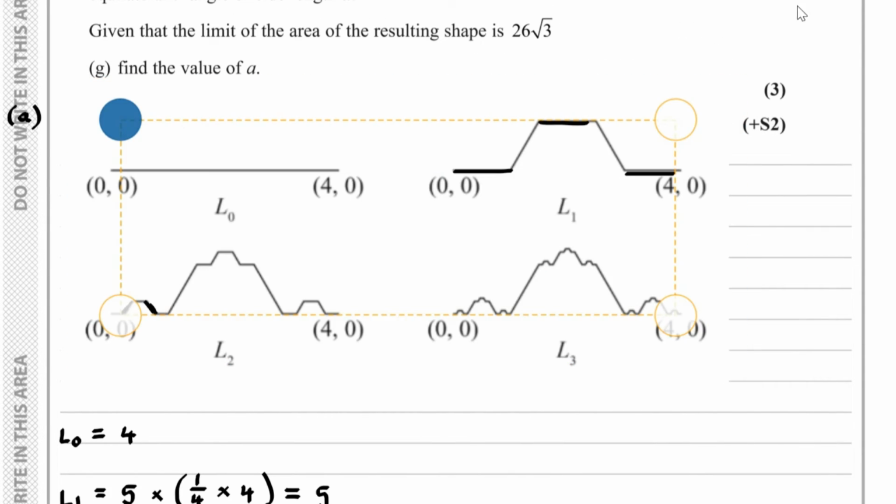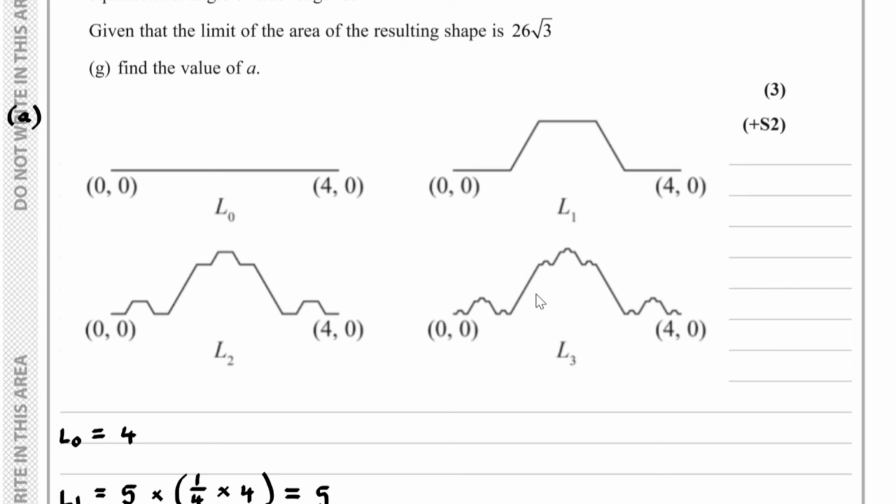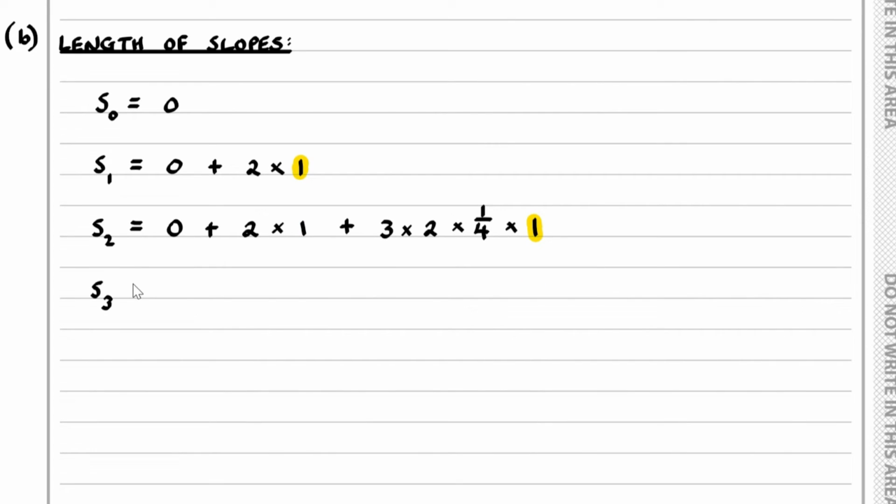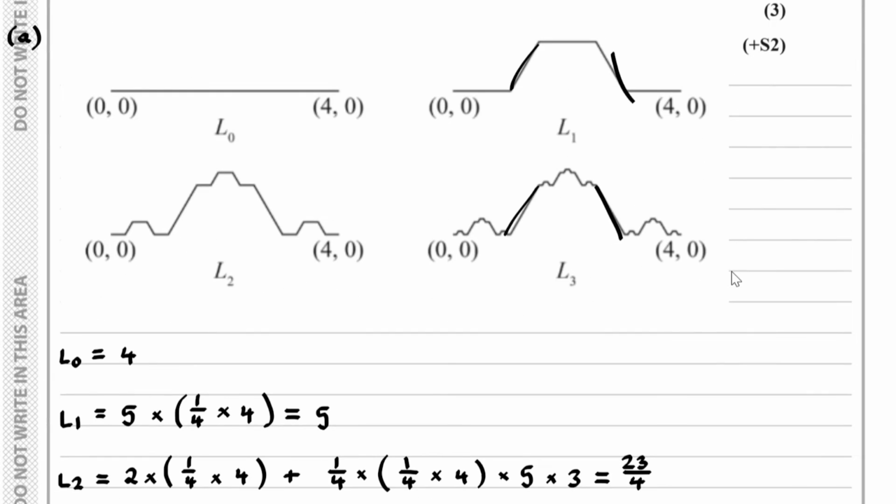Well, if we think about S3, we've got this bit which remained the same from before. So we have the 0 plus the 2 times by the 1. And what else remains the same will be this slope here. So we've got 1, 2, 3, 4, 5, 6 of them.